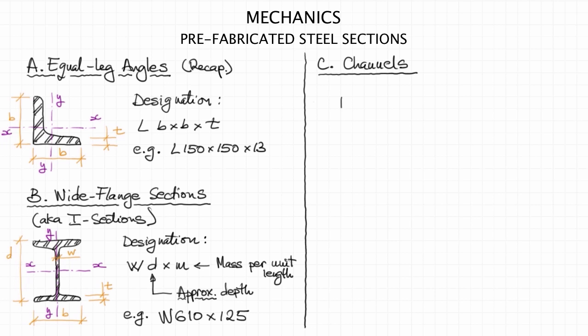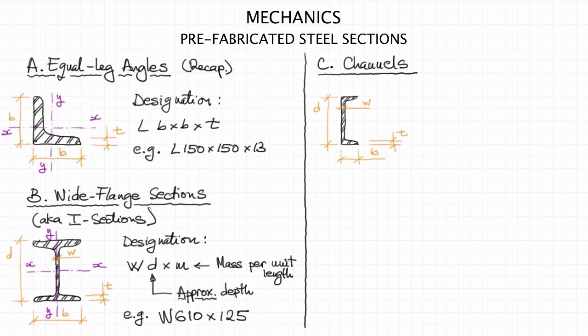Another type of rolled section is a channel. It looks like so. It's kind of like a half of a wide flange section, really. And the depth of the section is D, and the width of the flange is B, and also the thickness of the flange is T, and the thickness of the web is W.